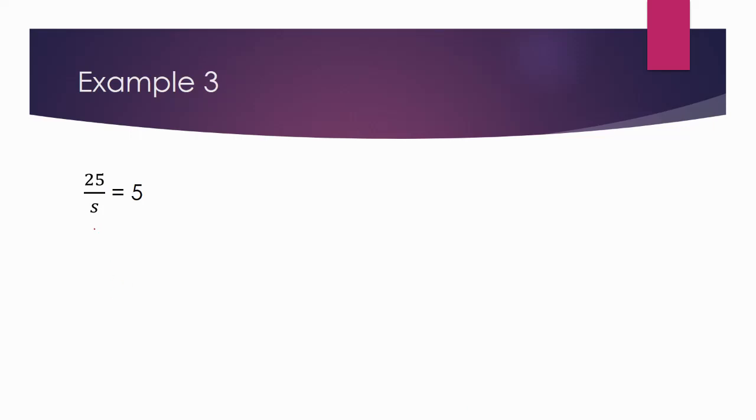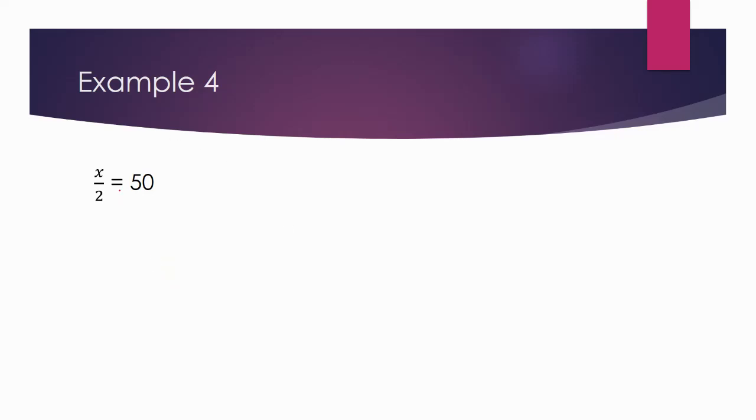Example 3. Let's think about what this is actually saying to us. It's saying 25 divided by s, so something, equals 5. So we now need to ask ourselves, how many 5s are in 25? So s would equal 25 divided by 5. So s is equal to 5. We think about 25 divided by 5 equals 5.